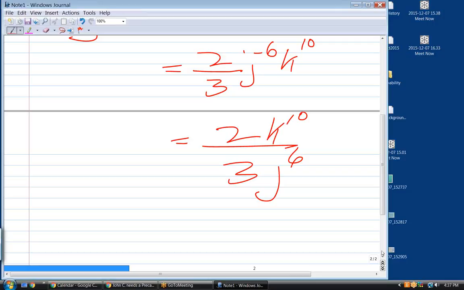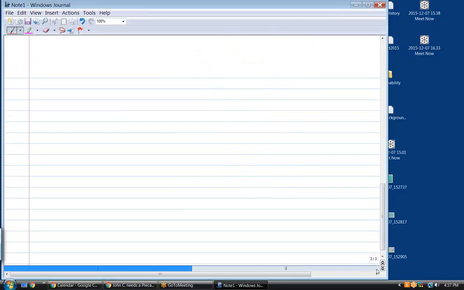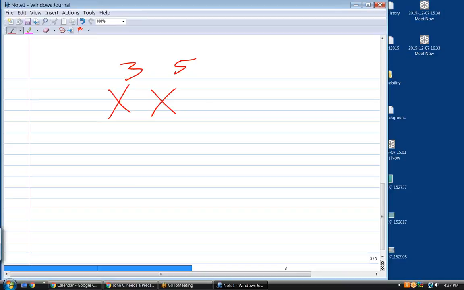Okay? What is this? What's this equal to? X to the 8th. Okay. In other words, when you're multiplying, you add the exponents. When you're dividing, you subtract the exponents. Okay? What else?